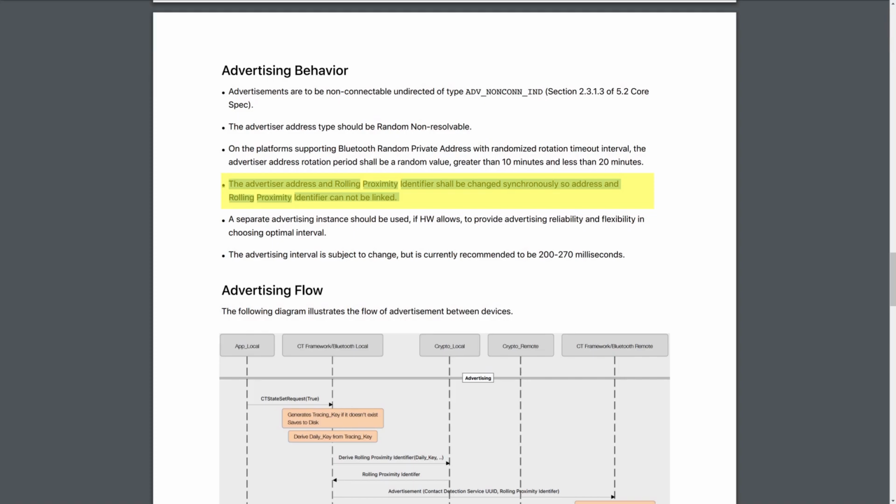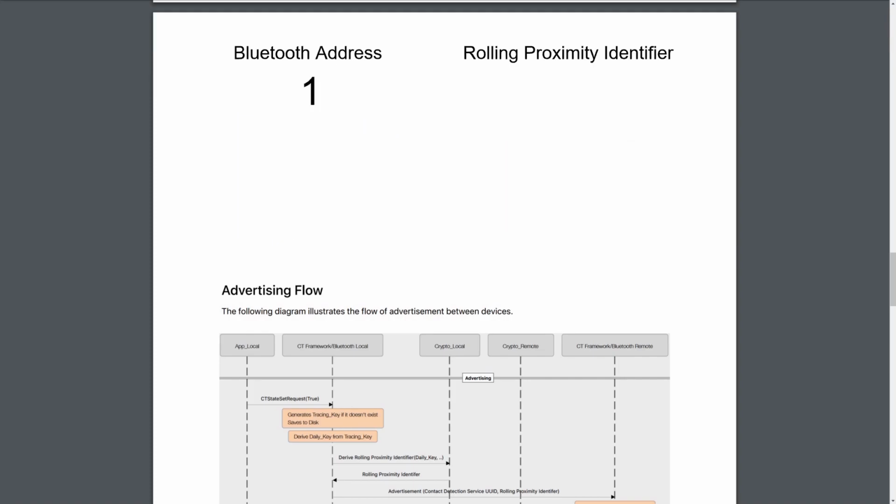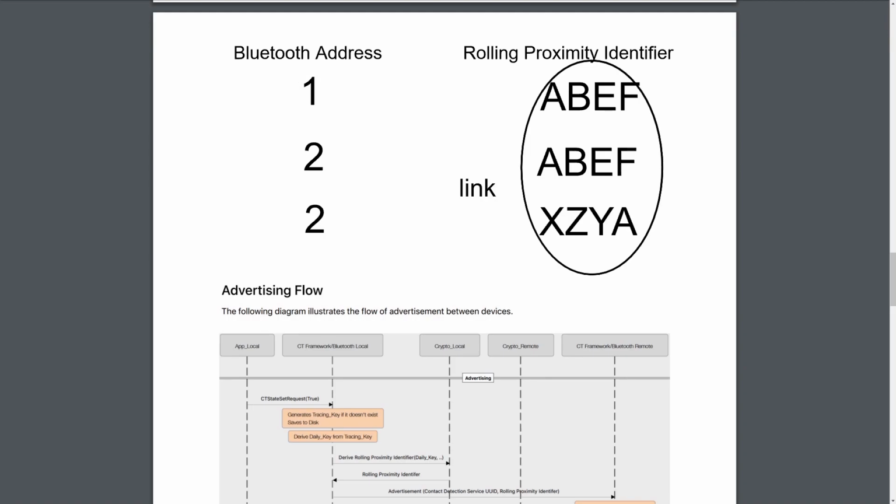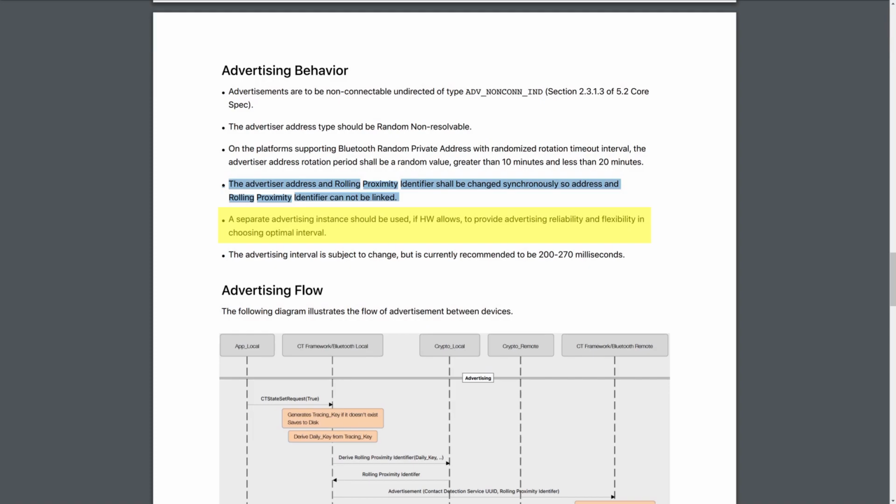So that way you don't have crossover where your address is 1 and then it's 2, but your rolling proximity identifier is the same, so then someone can link those addresses together. And then they can actually discover your new rolling proximity identifier when it changes. A separate advertising instance should be used if hardware allows to provide advertising reliability and flexibility in choosing optimal interval. The advertising interval is subject to change, but is currently recommended to be 200-270 milliseconds.